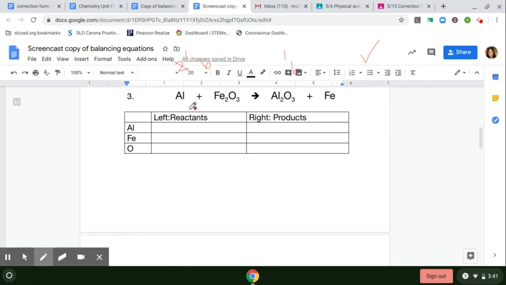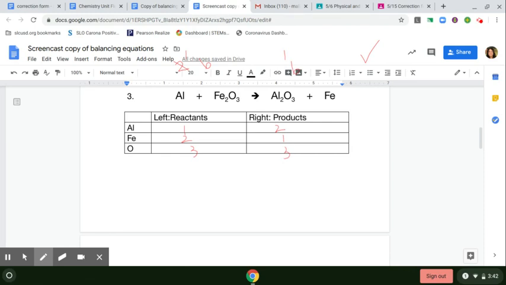And we're going to do the same thing. So we have aluminum, and I have one aluminum on my left, and I have two aluminums on my right. I have 2 irons on my left, and I have only 1 on my right, so that's not balanced. I have 3 oxygens on my left, and I have 3 oxygens on my right. So my oxygens are balanced, but my iron and my aluminum are not.